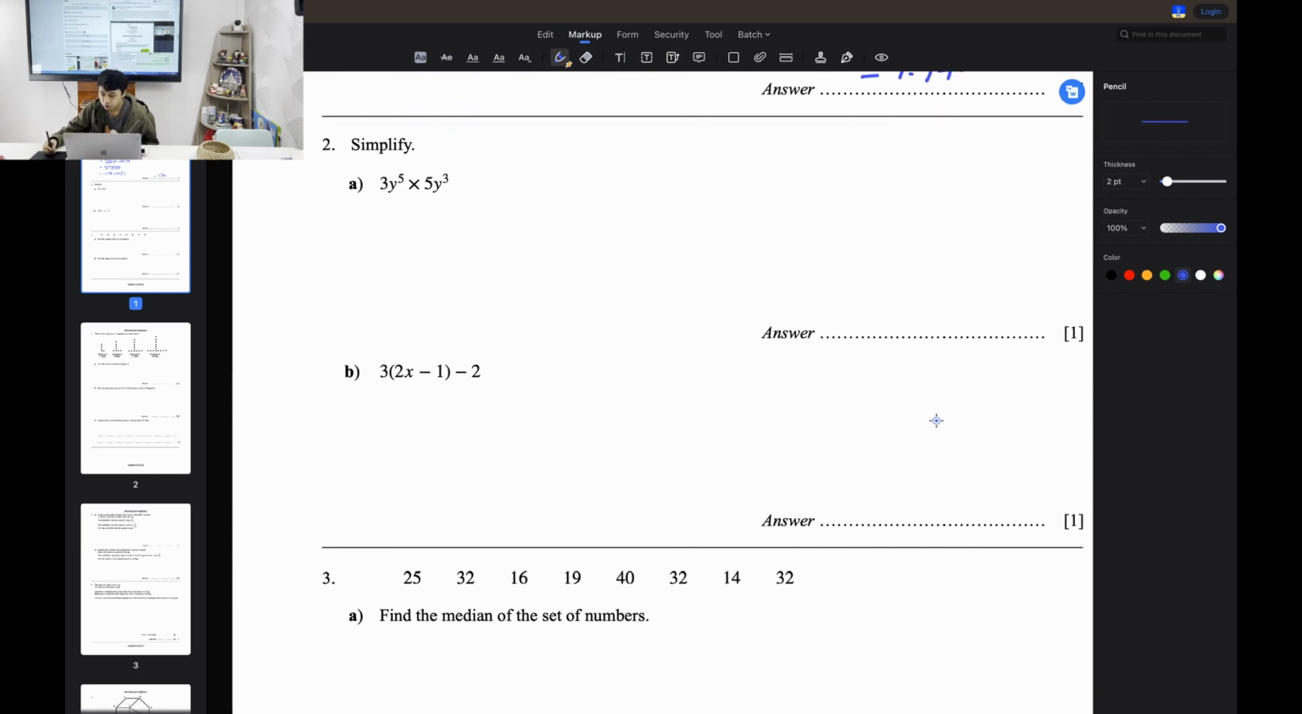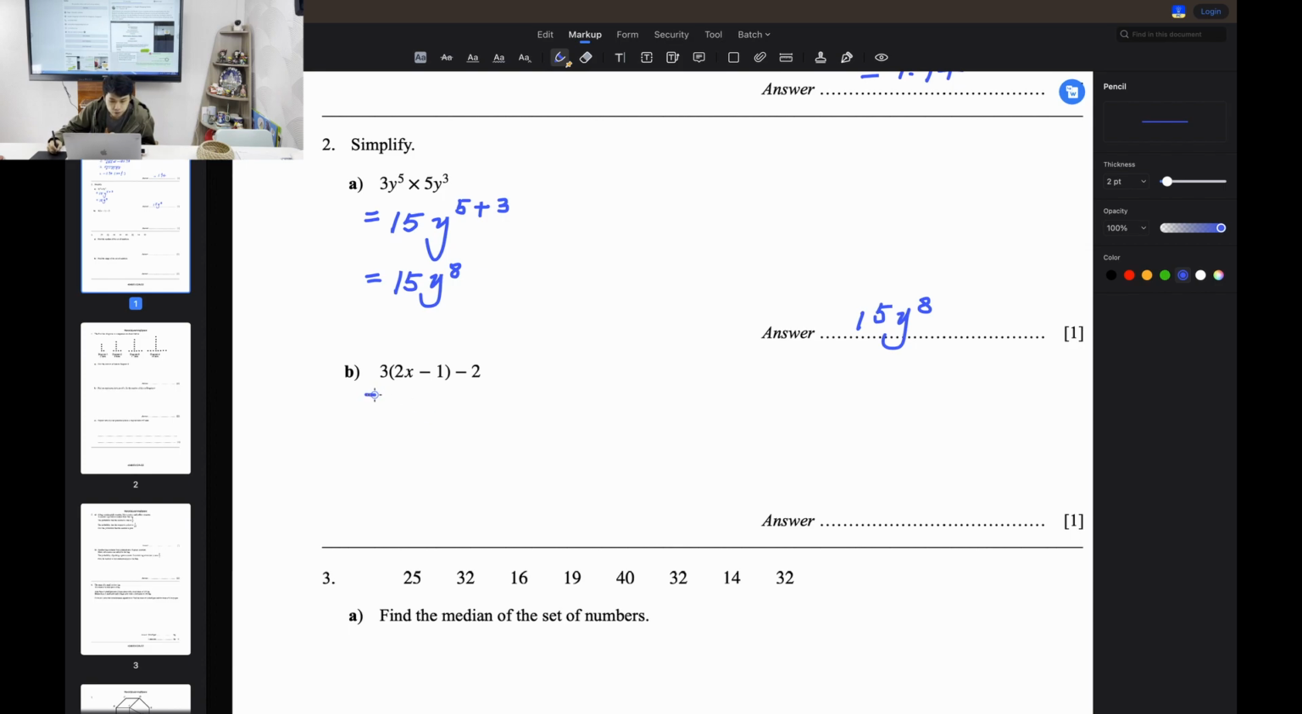Simplify 3y to the power of 5 multiplied by 5y to the power of 3. This is a multiplication of indices, so it's application of laws of indices. 3 times 5 first, which is 15. Y to the power of 5 multiplied by y to the power of 3 gives us y to the power of 5 plus 3, which is simply 15y to the power of 8.